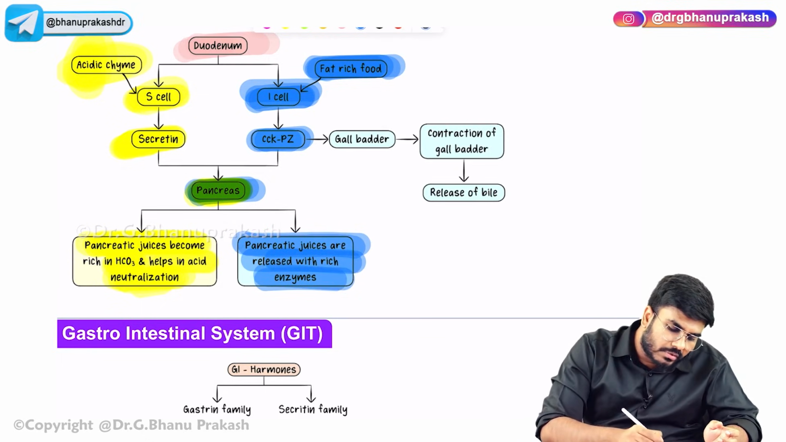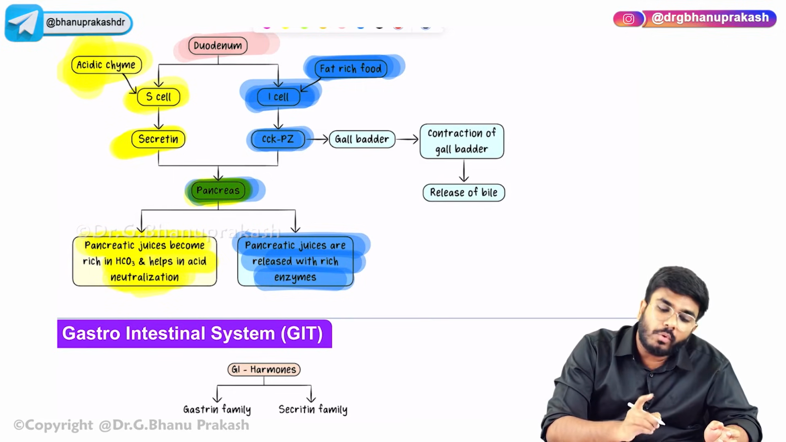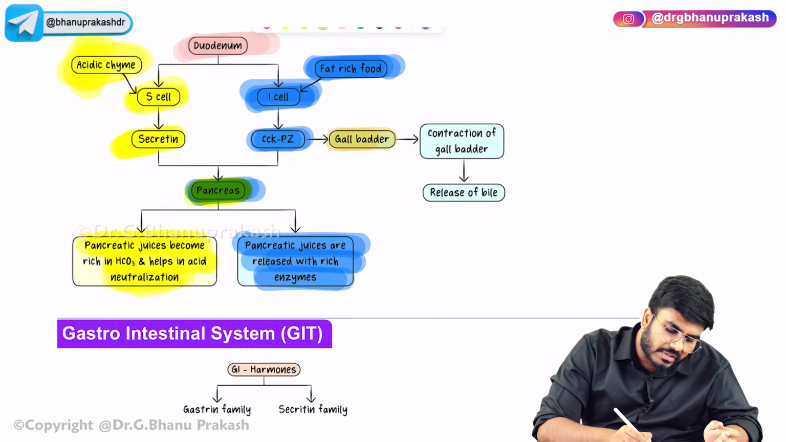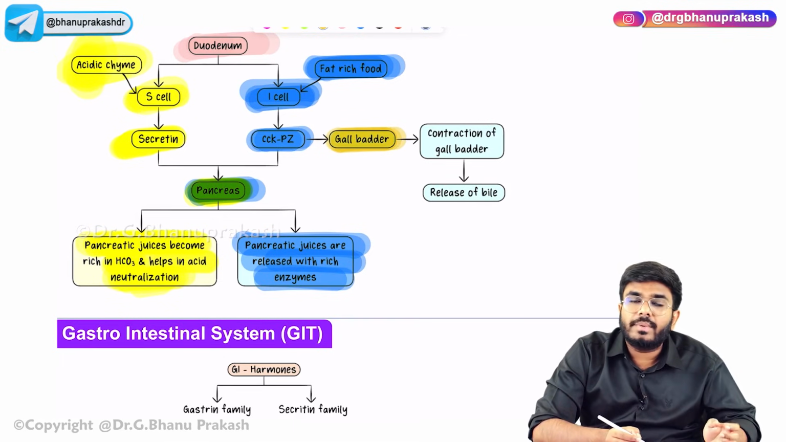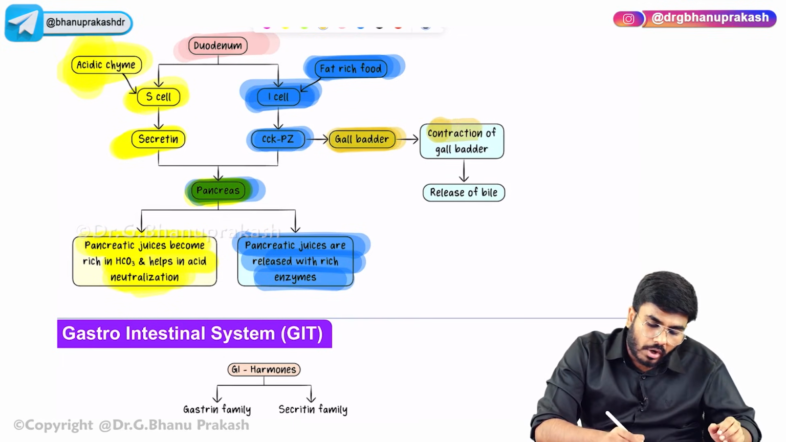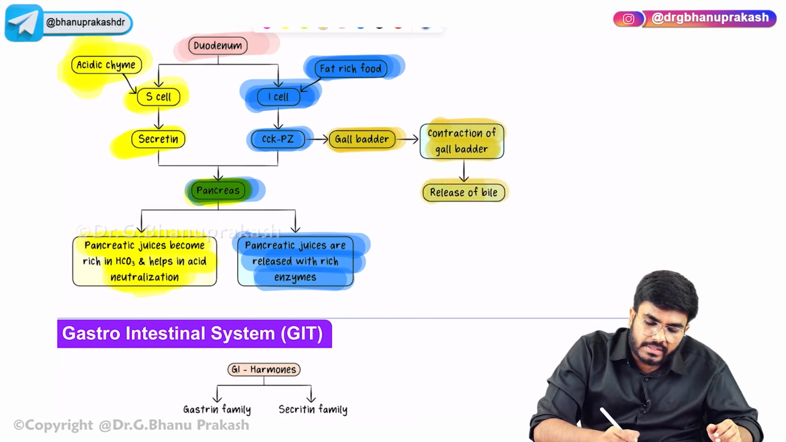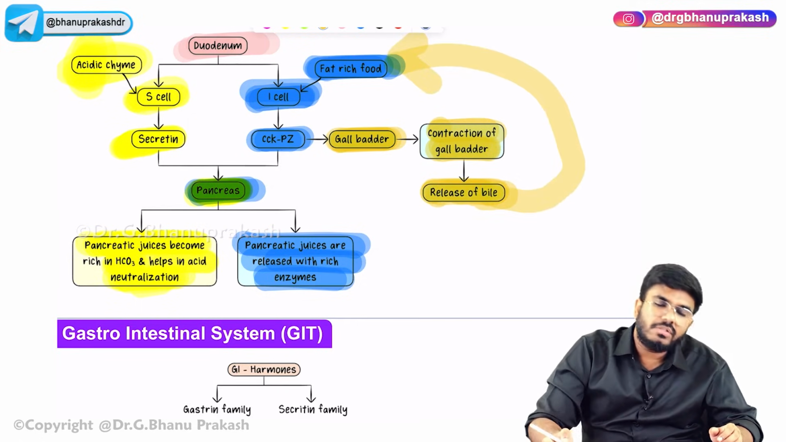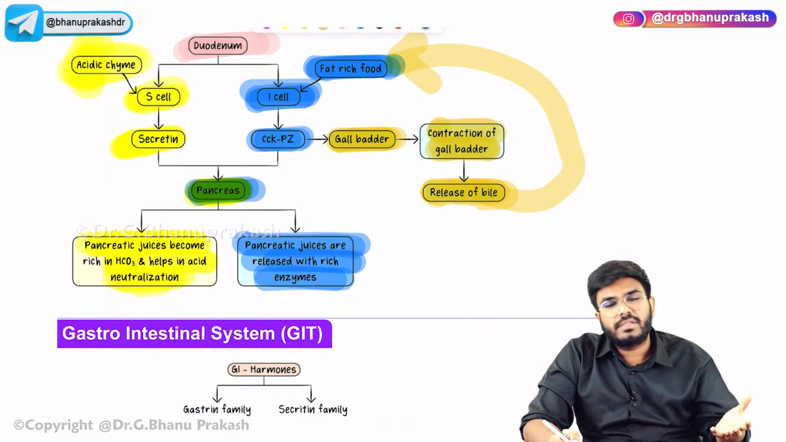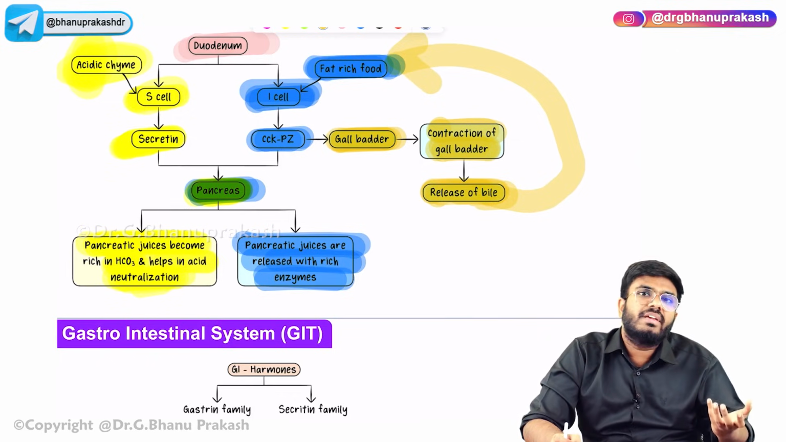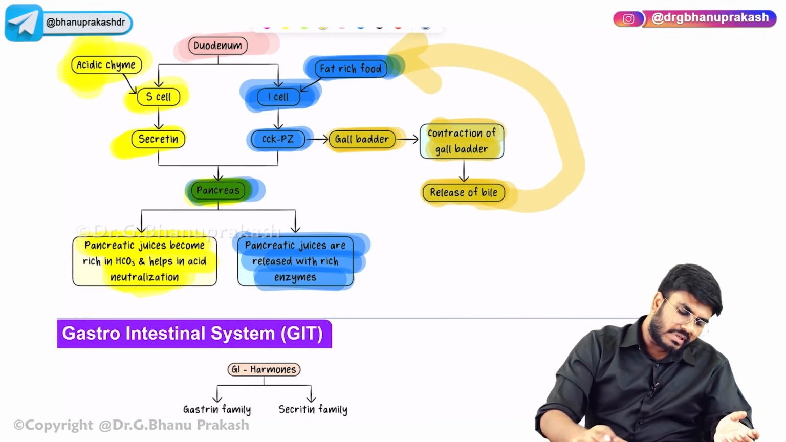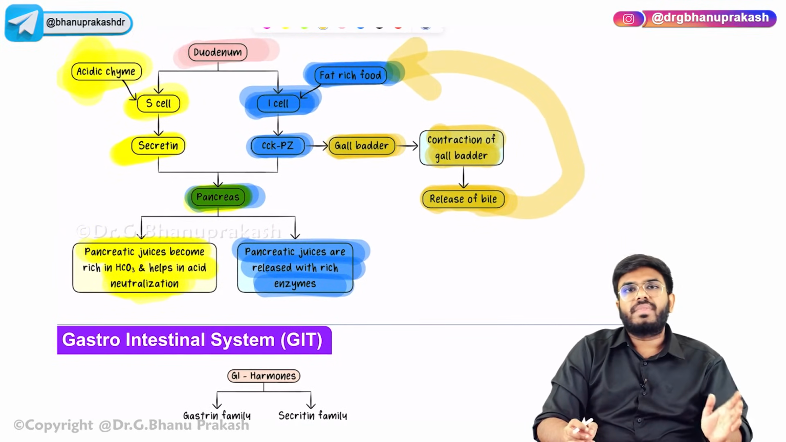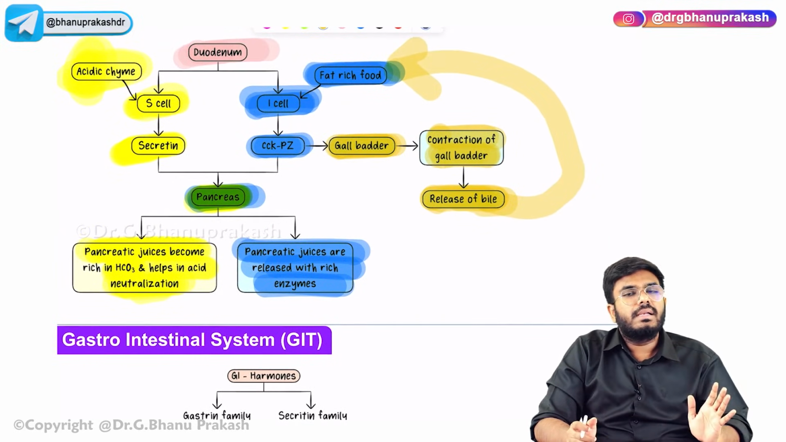Not only that, this cholecystokinin pancreozymin has one more function. It acts on the gallbladder, causes contraction of the gallbladder, and helps in the release of bile. You know the function of bile? Bile helps in the digestion of fats, through the process of emulsification. So these are the two important points about S cells and I cells.